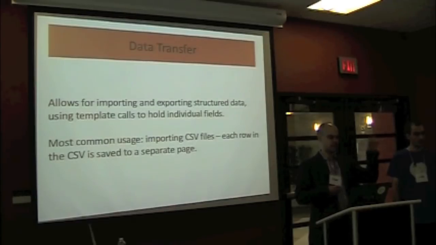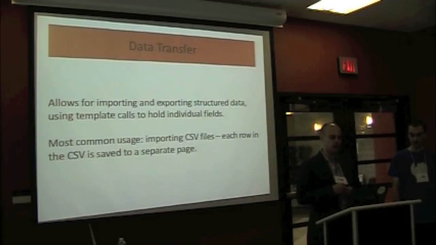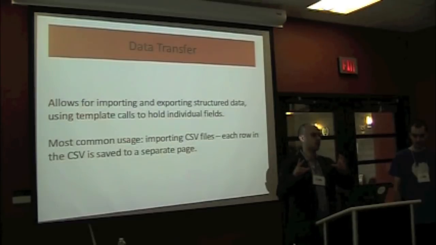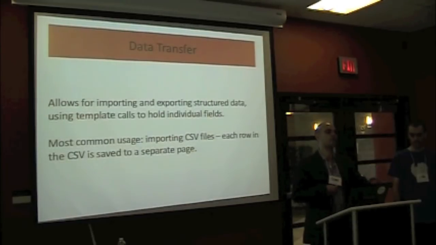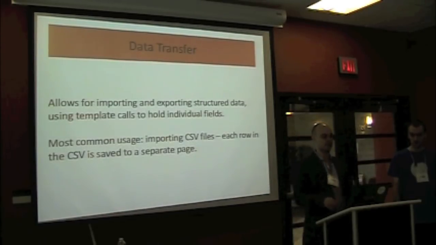There's a specific syntax you have to use for the headers so it knows which column represents the page name, and that sort of thing. But then it basically saves each one to a page, and all the fields get saved to a template call within each page. And then you can create the template, create the form and properties, etc., so that it all gets stored semantically as if it had been entered directly into the wiki.